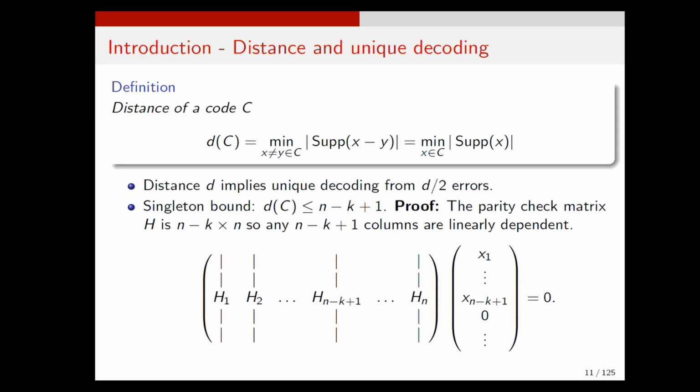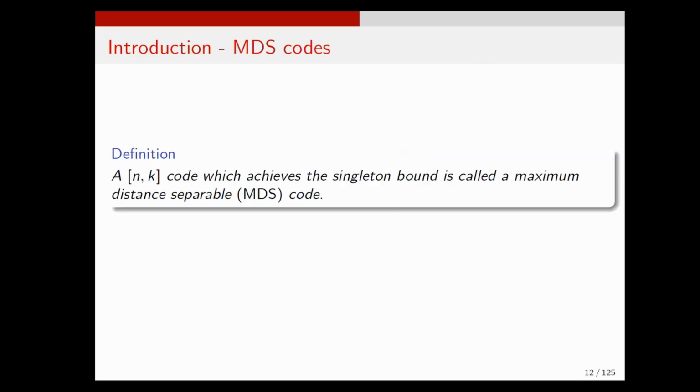So, okay, now we have the singleton bound. Now the question is, are there codes which can achieve the singleton bound? Support is basically the set of non-zero coordinates in my code word. Basically, all I'm saying is that if you just look at the first n minus k plus 1 coordinates, then it's possible to find a code word that's supported on those, because these columns are just of size n minus k. Okay, so we have a singleton bound, and it turns out this bound can be achieved.